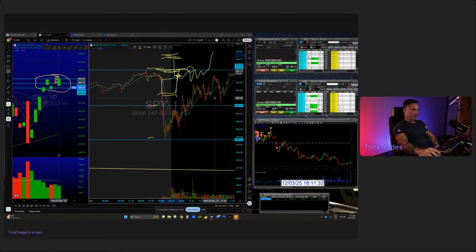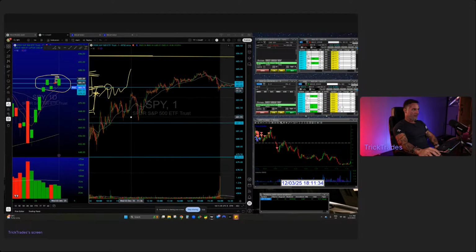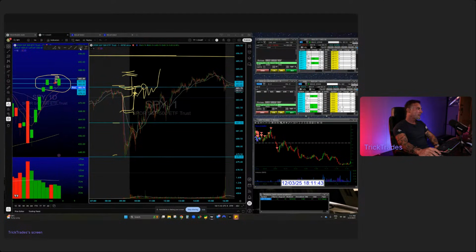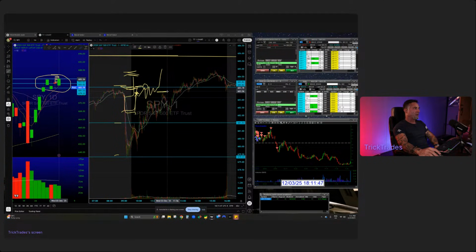So if we take a look here on this, right? You see this level, this 683.86. Do you see how many times it's tested this area? So we have multiple tests. We have all of this, and it comes within striking distance of that and completely fails all the way back down. And then it comes in here. Do you see how it ranges like that for, what is that? About 45 minutes. Same thing.